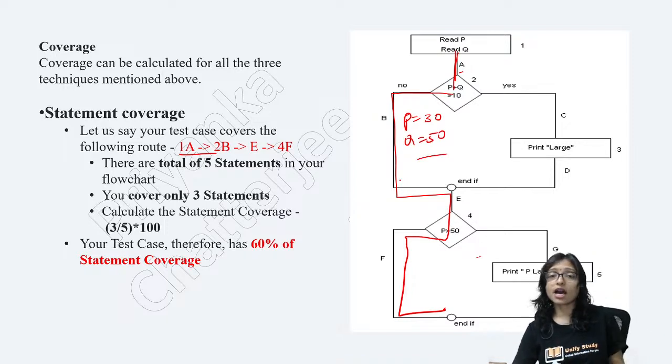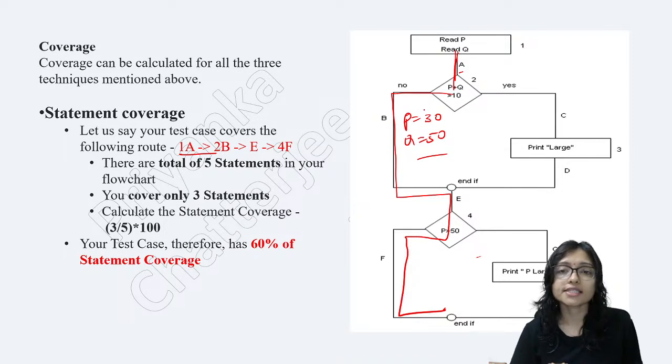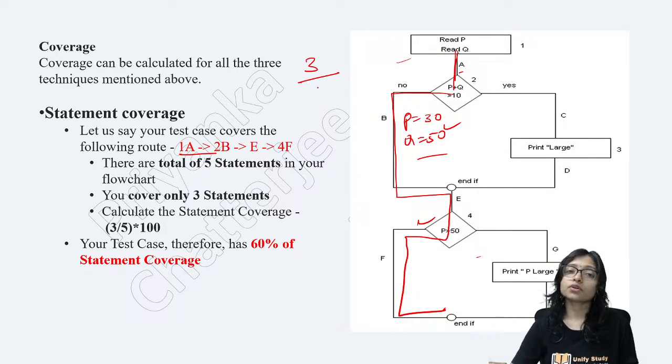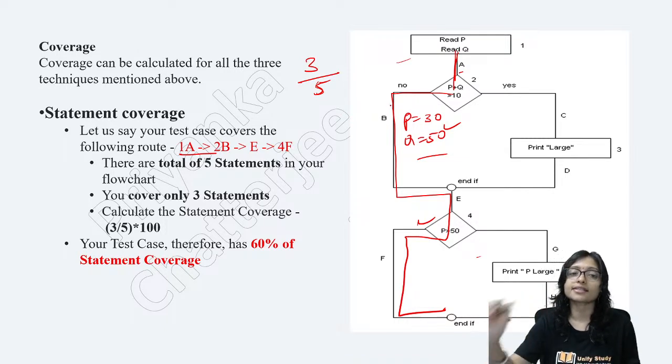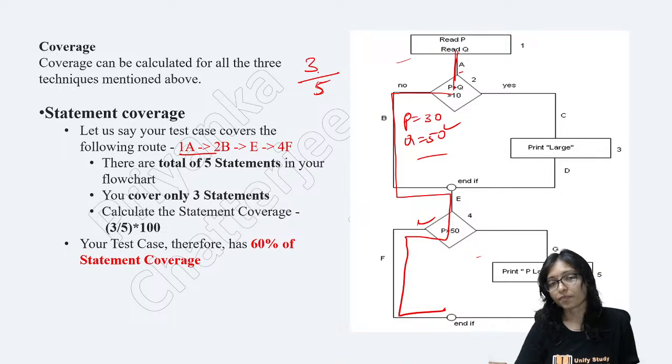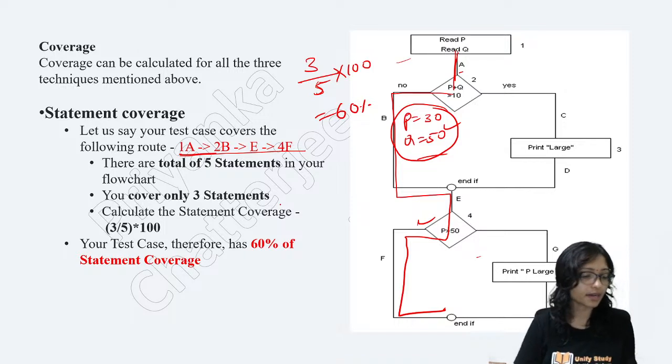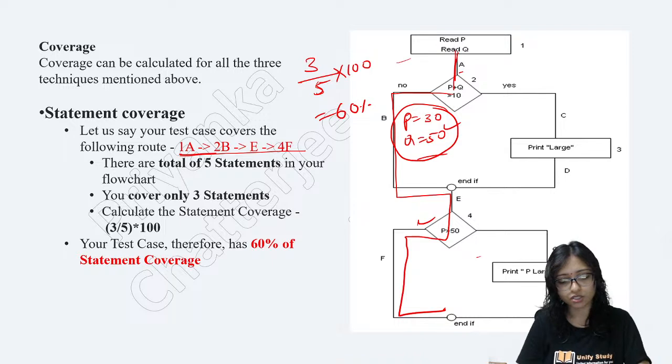In this test case, how many statements do we cover? 1, 2, 3. Total 3 statements you can cover in this test case, out of a total of 5. Out of 5 you are able to cover only 3 statements. So for this test case, which is covering only this route, what is the percentage of coverage? The percentage of coverage is here 60%. Okay, clear? Clear?